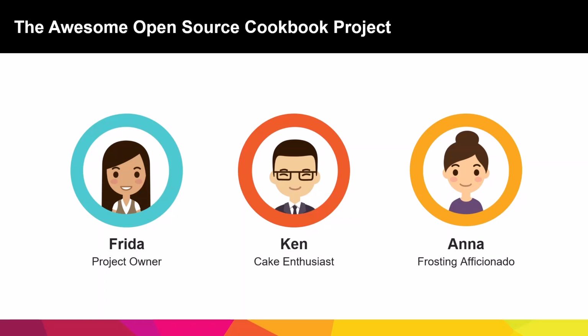All right, going back to the Awesome Open Source Cookbook, we've got Frida, who is the project owner. Maybe she started the cookbook and set everything up for the project so that other people can contribute. And then we have Ken, who likes to contribute cake recipes, and Anna, who likes to contribute frosting recipes. If you want to take the analogy back to code a little bit, you could think of Ken as maybe being a back-end developer and Anna as a front-end developer. And they all work together to make an awesome project together.